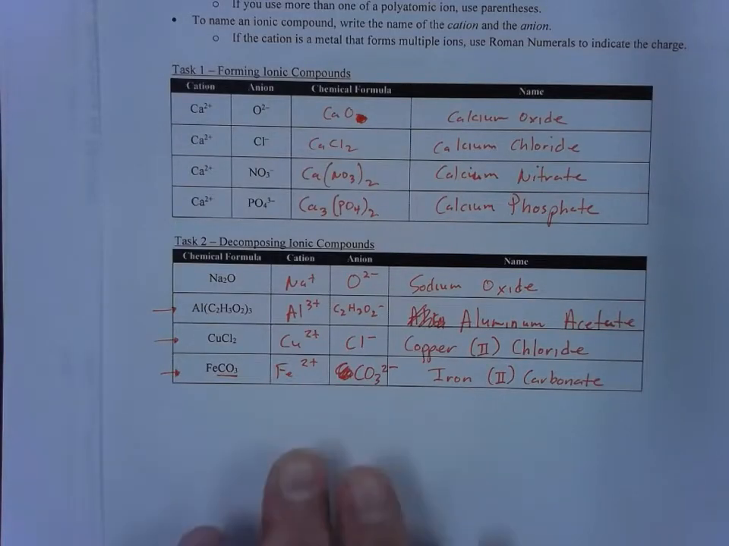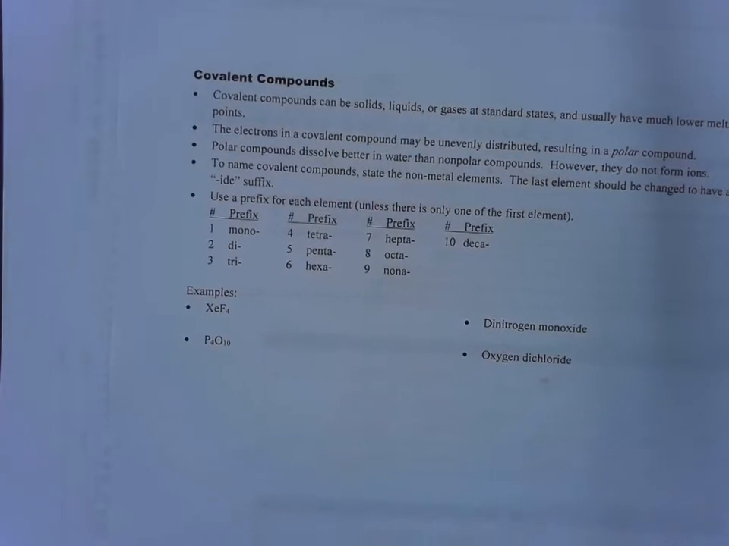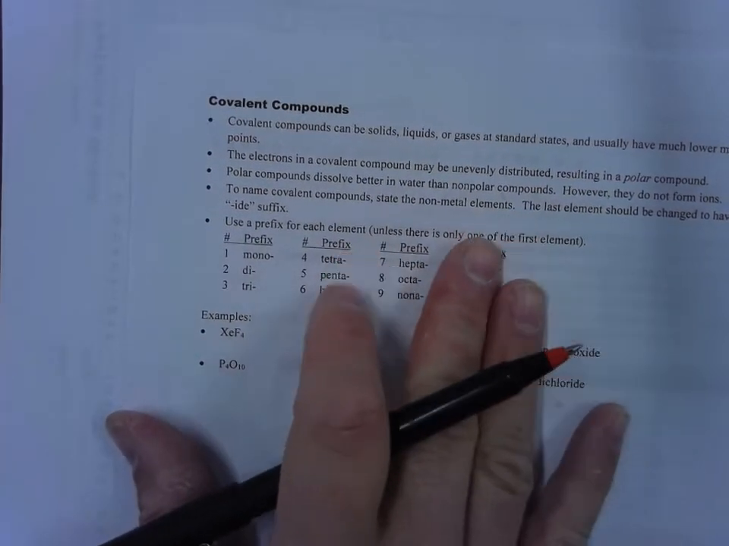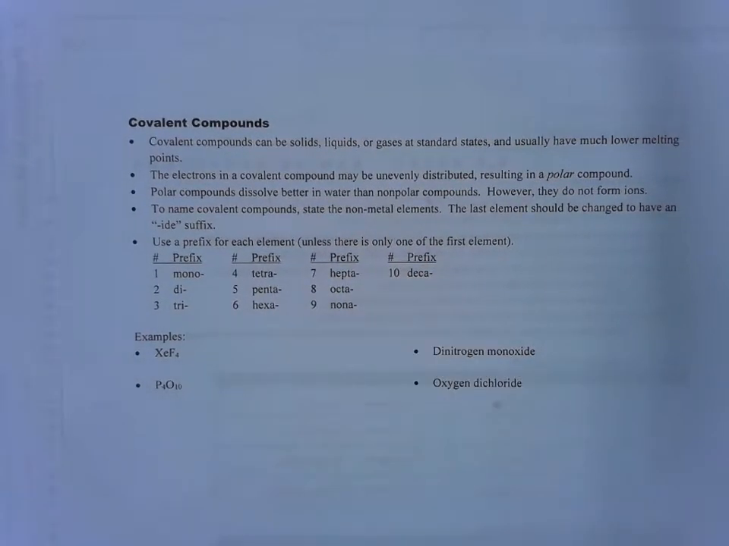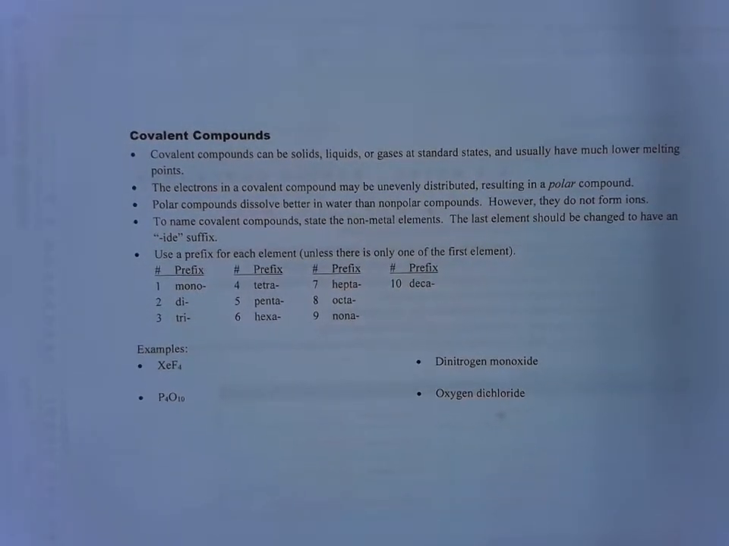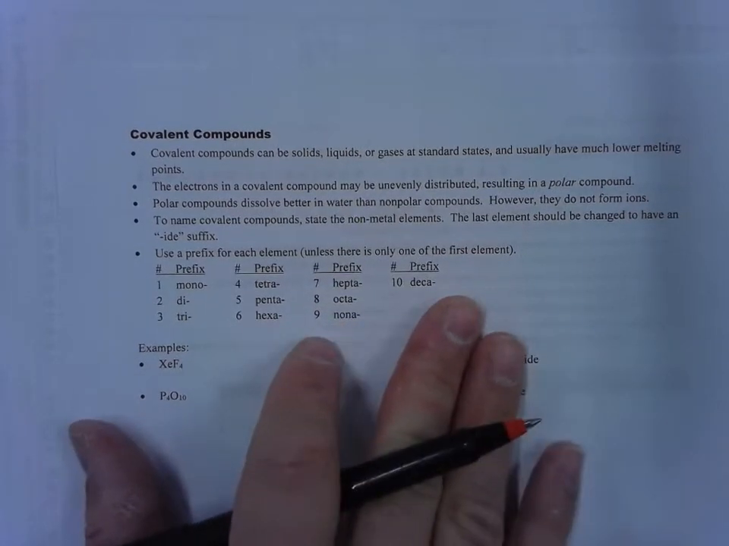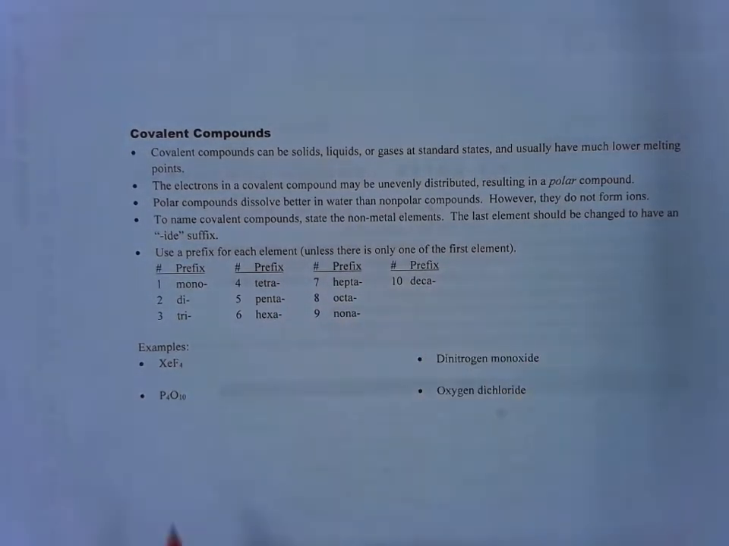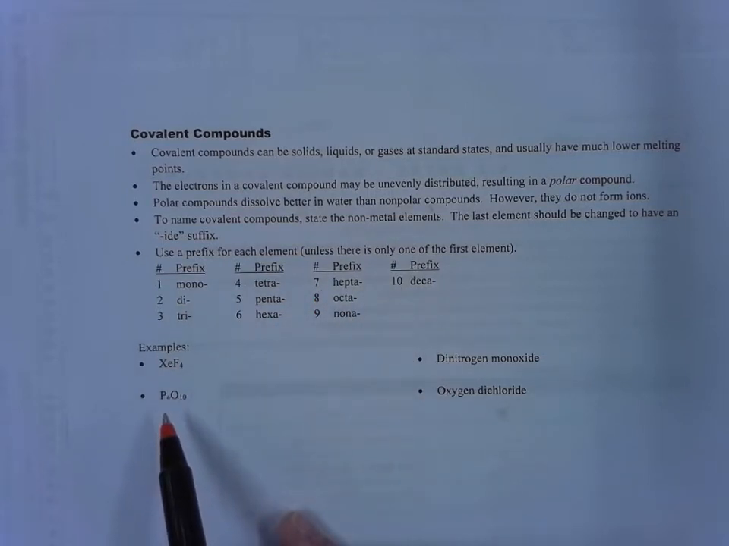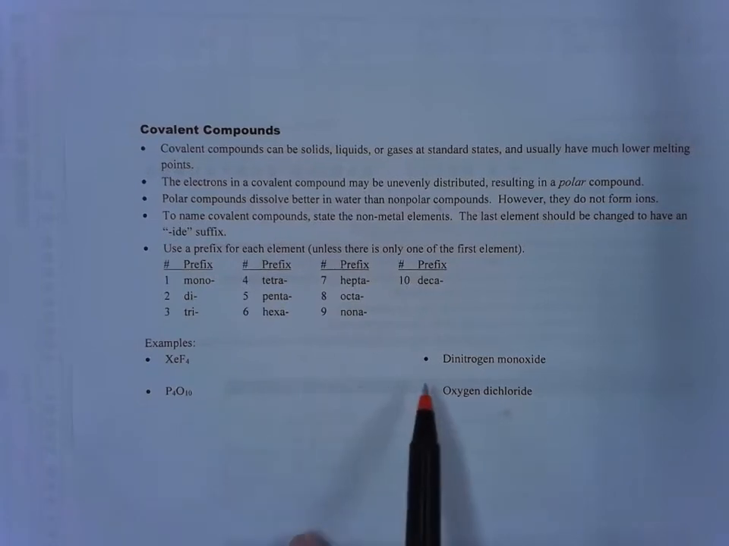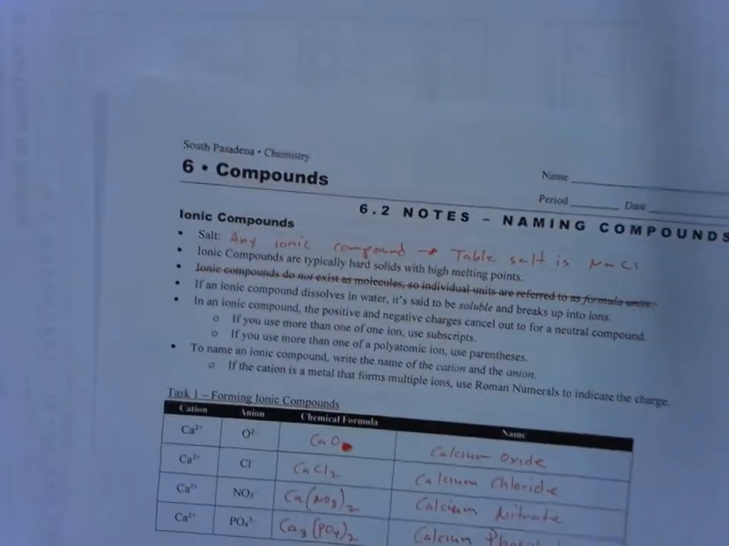That concludes 6.2. We can get to naming covalent compounds later. I think that's too much information for one unit. We'll get to covalent compounds. They're not difficult to name. It's very simple. You just name them using these prefixes. So tetraphosphate, decaoxide, dinitrogen monoxide. All right, that concludes that.